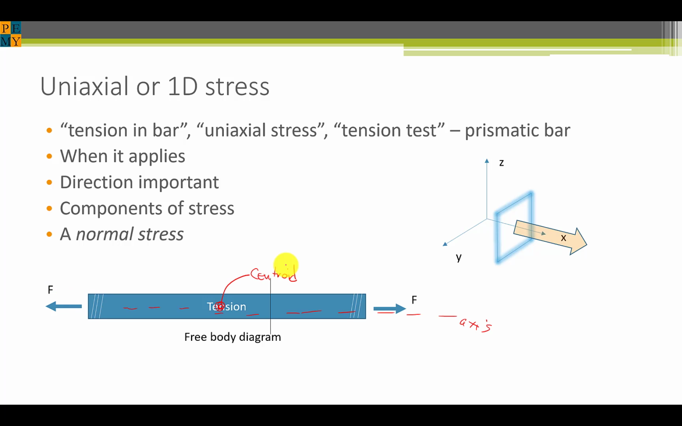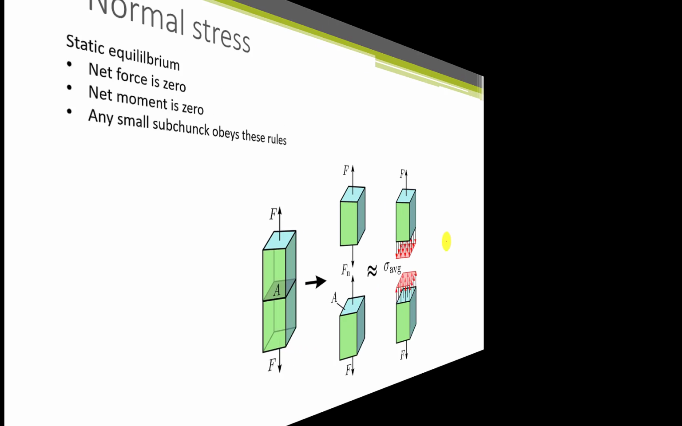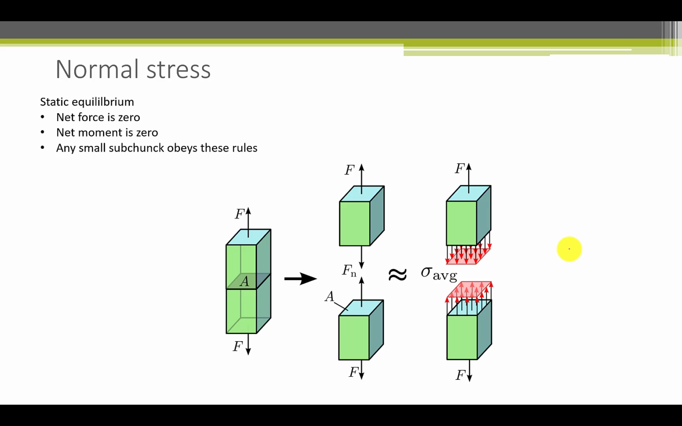Now let's take a free body diagram cut here. Note that the cut is normal or perpendicular to the bar's axis. If we look at the bar cross section here, we can see that the force is also normal to that cut plane, which is called the x-plane, since it's normal to the x-axis. Let's look at normal stress in more detail.